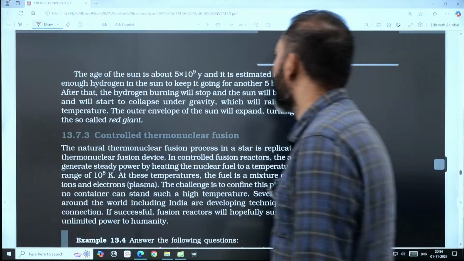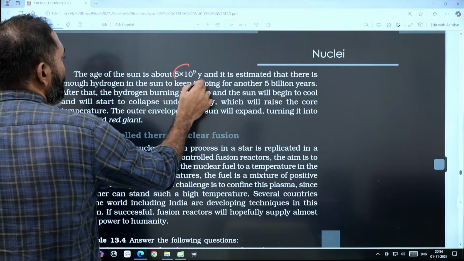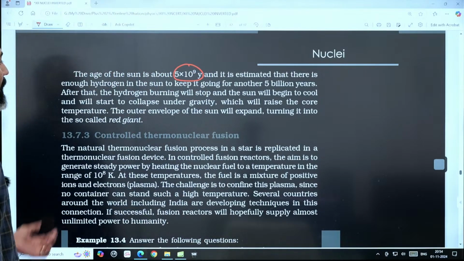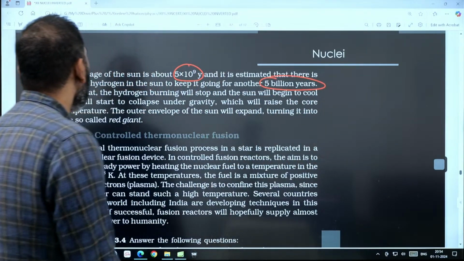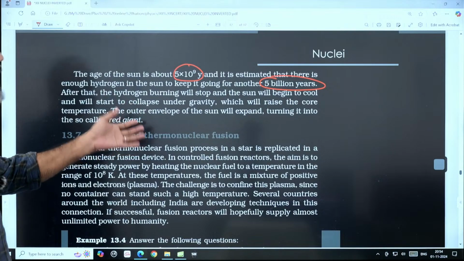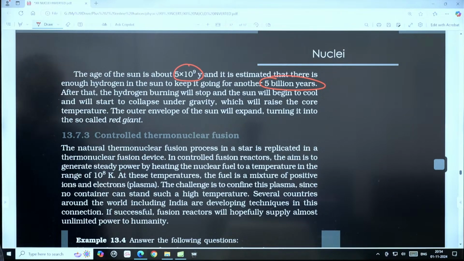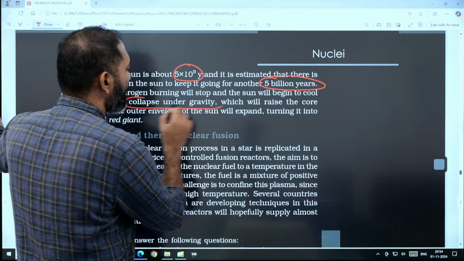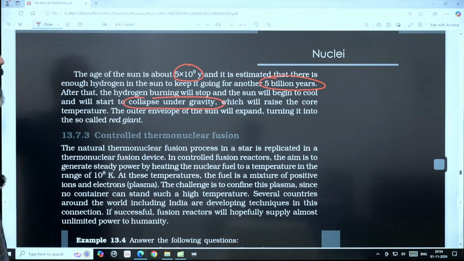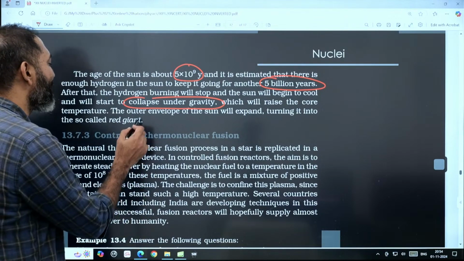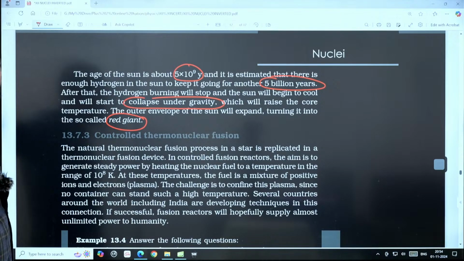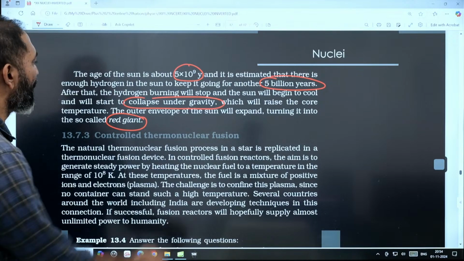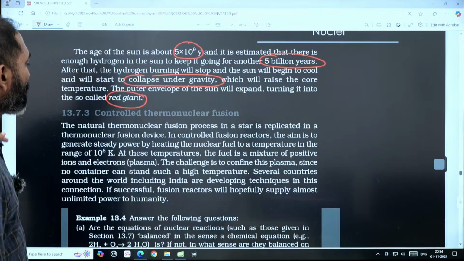The age of the sun is about 5 into 10 raised to 9 years. It is estimated that there is enough hydrogen in the sun to keep it going for another 5 billion years, so we don't have to worry. After that, the hydrogen burning will stop and the sun will begin to cool and will start to collapse under gravity, which will raise the core temperature. The outer envelope of the sun will expand, turning into a red giant, which is the end stage of a star. The sun becomes a red giant and it will die, but it will happen only after 5 billion years. So we don't have to worry.